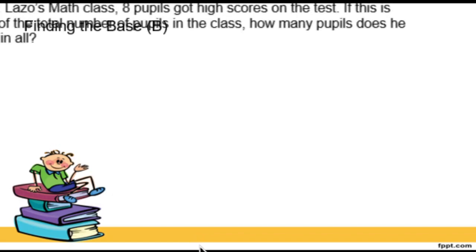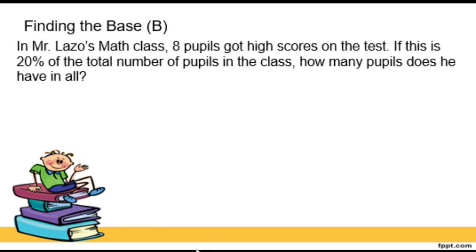Okay, to give you an example, in Mr. Laso's math class, 8 pupils got high scores on the test. If this is 20% of the total number of pupils in the class, how many pupils are in the class? Okay, so let us identify the given. R is equal to 20%, or the rate. The percentage is 8 and the base is unknown.